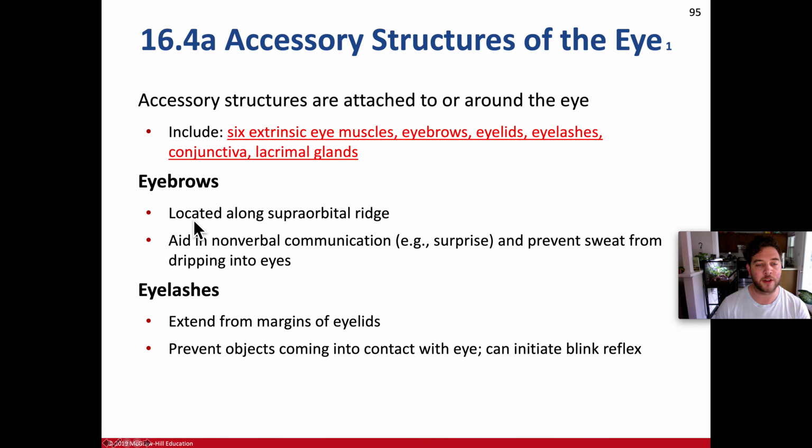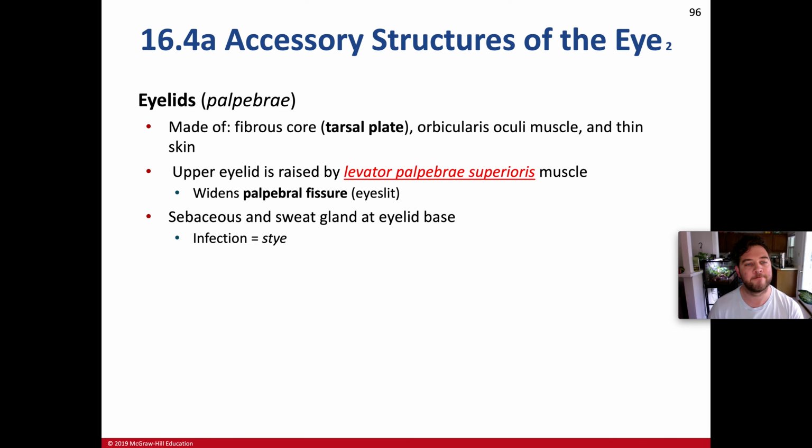Your eyebrows are located along your supraorbital ridge, so above your eye. They aid in nonverbal communication, surprise, and prevent sweat from dripping into your eyes. Your eyelashes extend from the margins of the eyelids. They prevent objects coming into contact with the eye and can initiate your blink reflex.